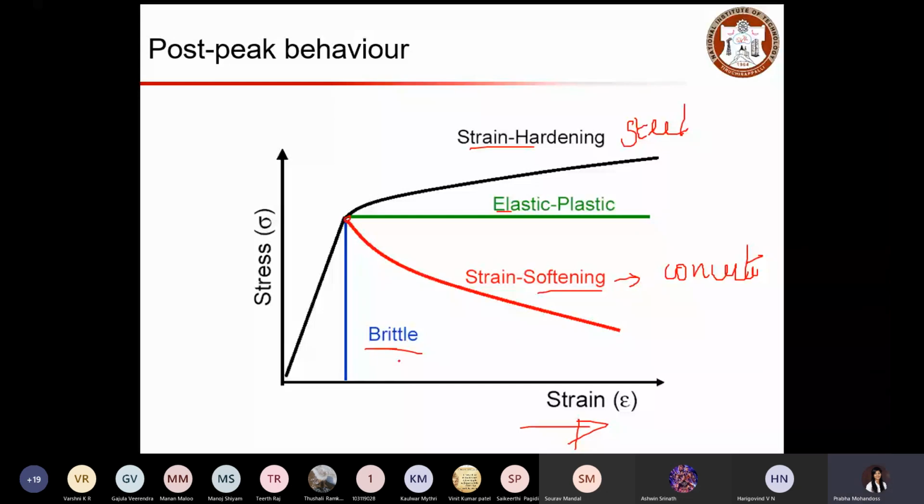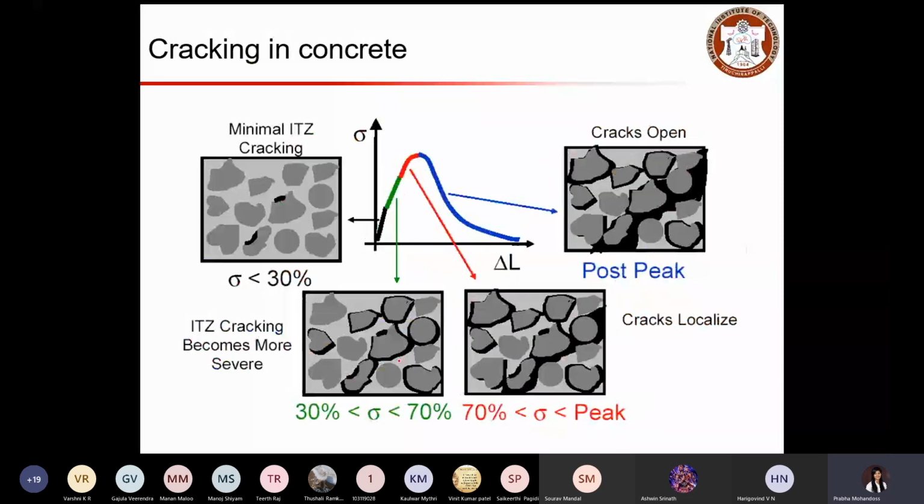So this is just to summarize the stress strain behavior. So here you have your deformation, and when the load increases, stress is also increasing. So up to 30%, you have minimal fine cracks at the interface. So minimal ITZ cracking. In the ITZ region, you will have fine bond cracks, right? And in this region, when you have your loading condition from 30 to 70, this fine crack starts growing slowly.